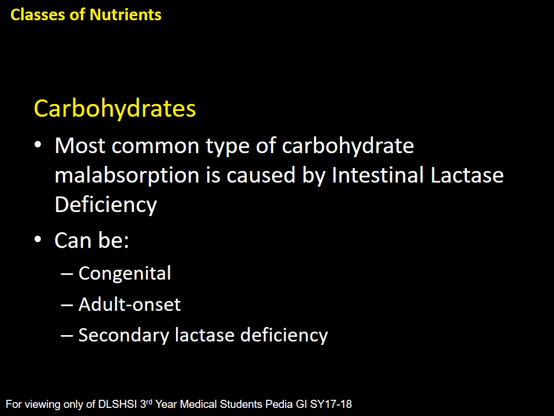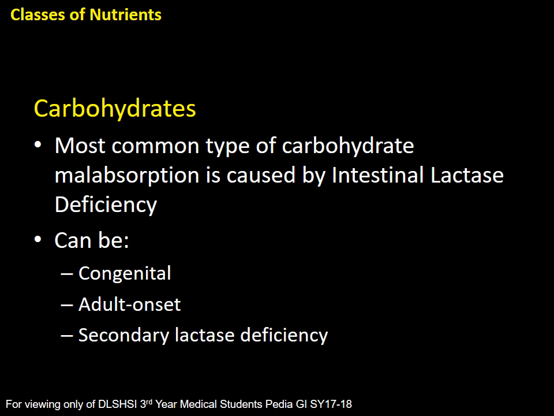The most common type of carbohydrate malabsorption is caused by intestinal lactase deficiency. It can be divided into congenital lactase deficiency, which is rare and associated with symptoms occurring a short time after birth when lactose is present in the diet. Adult onset is extremely common and normal for most humans, at about 90%. It is common among Asians and lowest among non-Hispanic whites, accounting for only 15 to 25%.